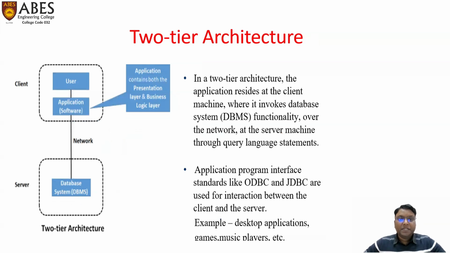Second, two-tier architecture. The application and the database are on separate machines, and communication happens through APIs, because two-tier architecture provides a client and server type architecture. So there must be an API by which they can communicate and process the information. Application program interfaces like ODBC and JDBC are used for interaction between client and server. Examples of two-tier architecture are desktop applications, games, music players, etc.